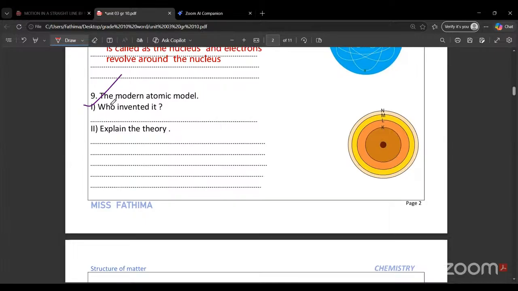Right. The modern atomic model was introduced by the scientist Niels Bohr. Okay. So the same theory, but the elaborated one, or you can call it the developed theory of Ernest Rutherford, is the modern atomic model. So, what did he tell?